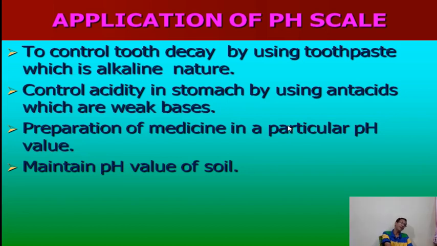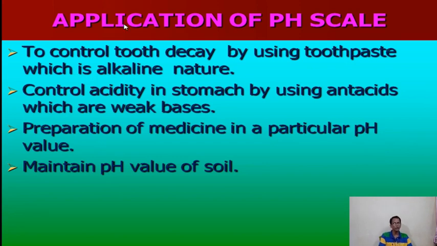Application of the pH scale. Where are we using this pH scale? To control tooth decay. When you eat food, it is chewed inside your mouth. If you do not properly wash your mouth or teeth, the substance remains in your teeth. Due to fermentation, it produces acids. Because the tooth is a salt, it reacts with the acid produced, and it will undergo decay, meaning it will decompose.